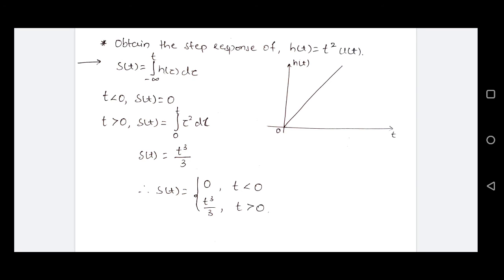For t greater than 0, s of t will be equal to integration from 0 to t of tau square d tau. If we integrate and use the limits, then s of t, the step response, will be equal to t cube divided by 3. Therefore, step response s of t is 0 for t less than 0 and t cube divided by 3 for t greater than 0.